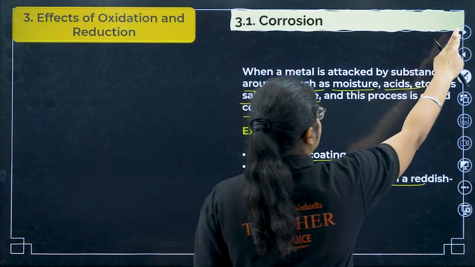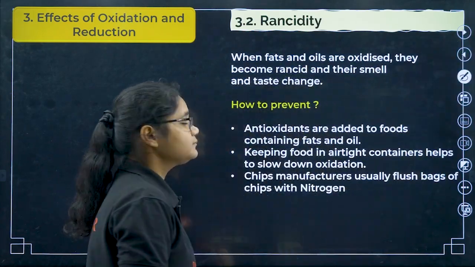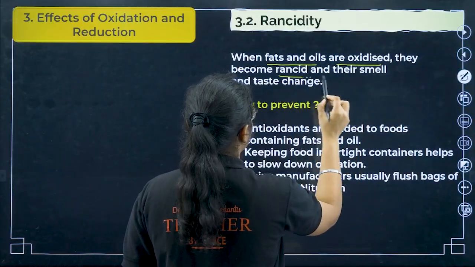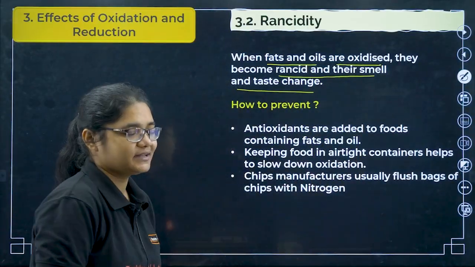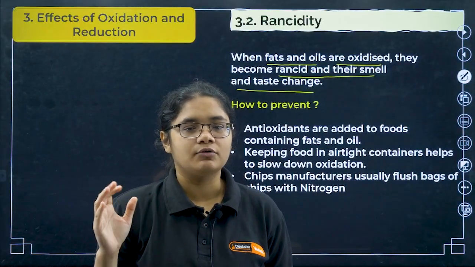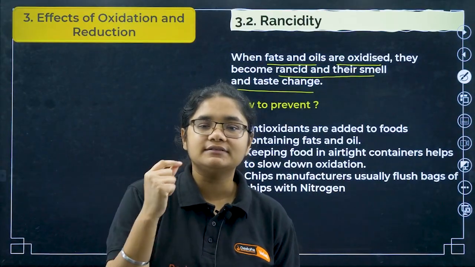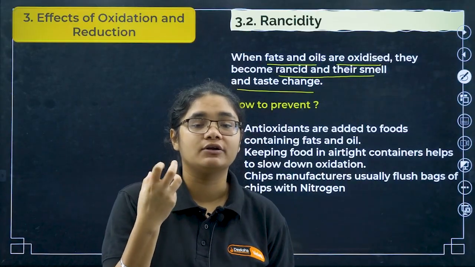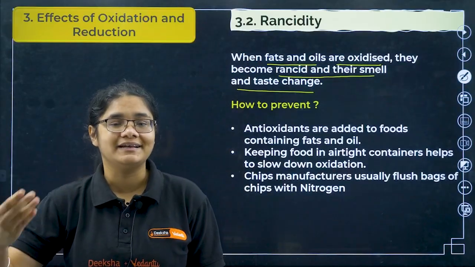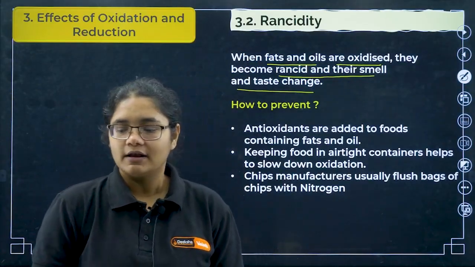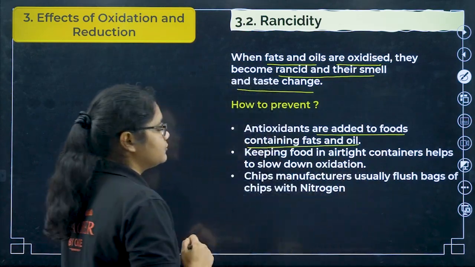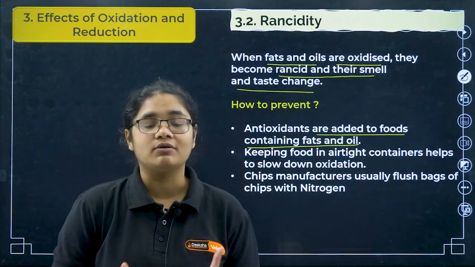So that is corrosion. Next is rancidity. What is rancidity? When fats and oils are oxidized, they become rancid and the smell and taste change. You might have observed sometimes when you purchase a chips packet from a not very good brand, you find a bad smell, a bad odor from the oil. That is because the oil present in the chips has got oxidized. This is called rancidity. To prevent this, antioxidants are added to foods containing fats and oils.